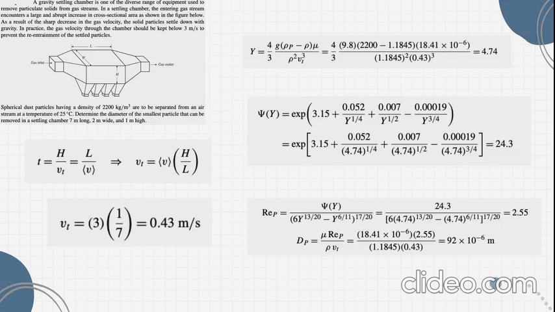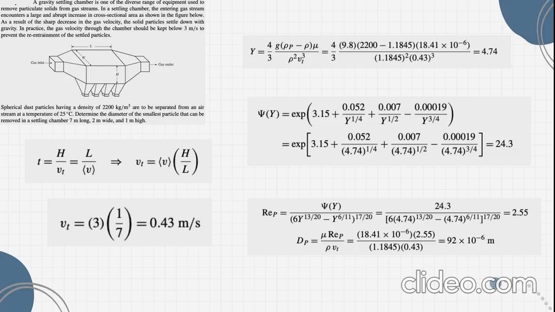So for the minimum particle size that can be removed with 100% efficiency, the time required for this particle to fall a distance h must be equal to the time required to move this particle horizontally a distance l. So time will be equal to h divided by terminal velocity. So we get terminal velocity equals v times h by l, where v is the average gas velocity. It is given to us as 3 meters per second. So we substitute these values and we get the terminal velocity to be 0.43 meters per second.